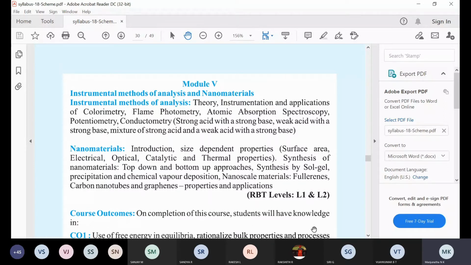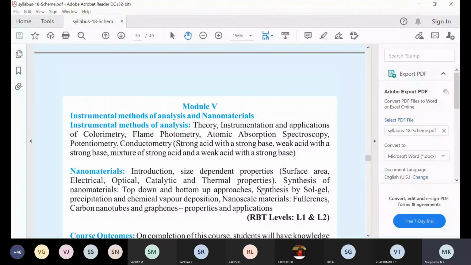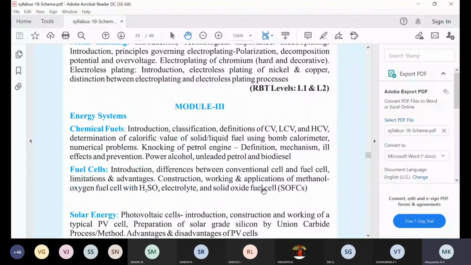So this is about Module 3, sorry, Module 5. So this is about your syllabus, engineering chemistry. It consists of 5 modules. Each module consists of 2 units. It's a clear syllabus. Any doubt in this syllabus? This is about the engineering chemistry syllabus.